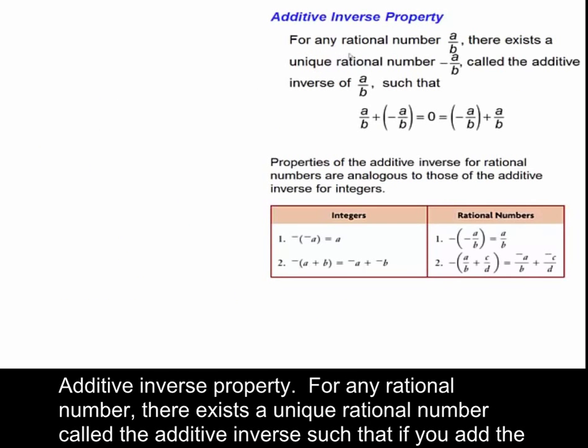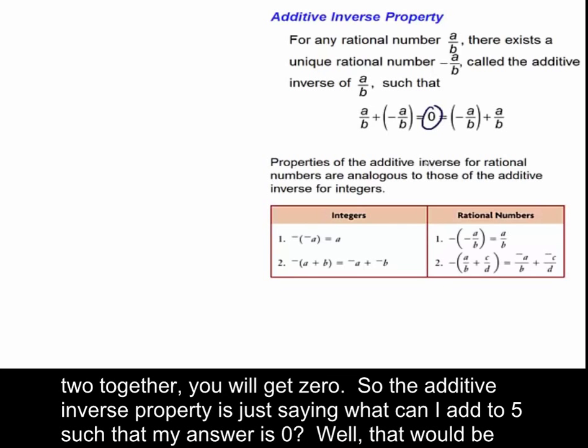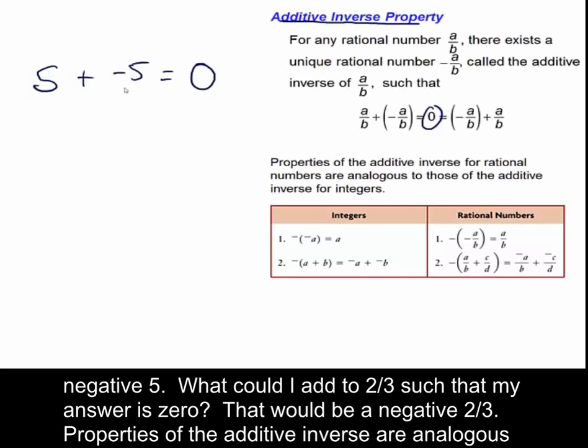Additive inverse property. For any rational number, there exists a unique rational number called the additive inverse such that if you add the two together, you will get 0. So the additive inverse property is just saying, what can I add to 5 such that my answer is 0? Well, that would be negative 5. What can I add to 2/3 such that my answer is 0? That would be a negative 2/3.